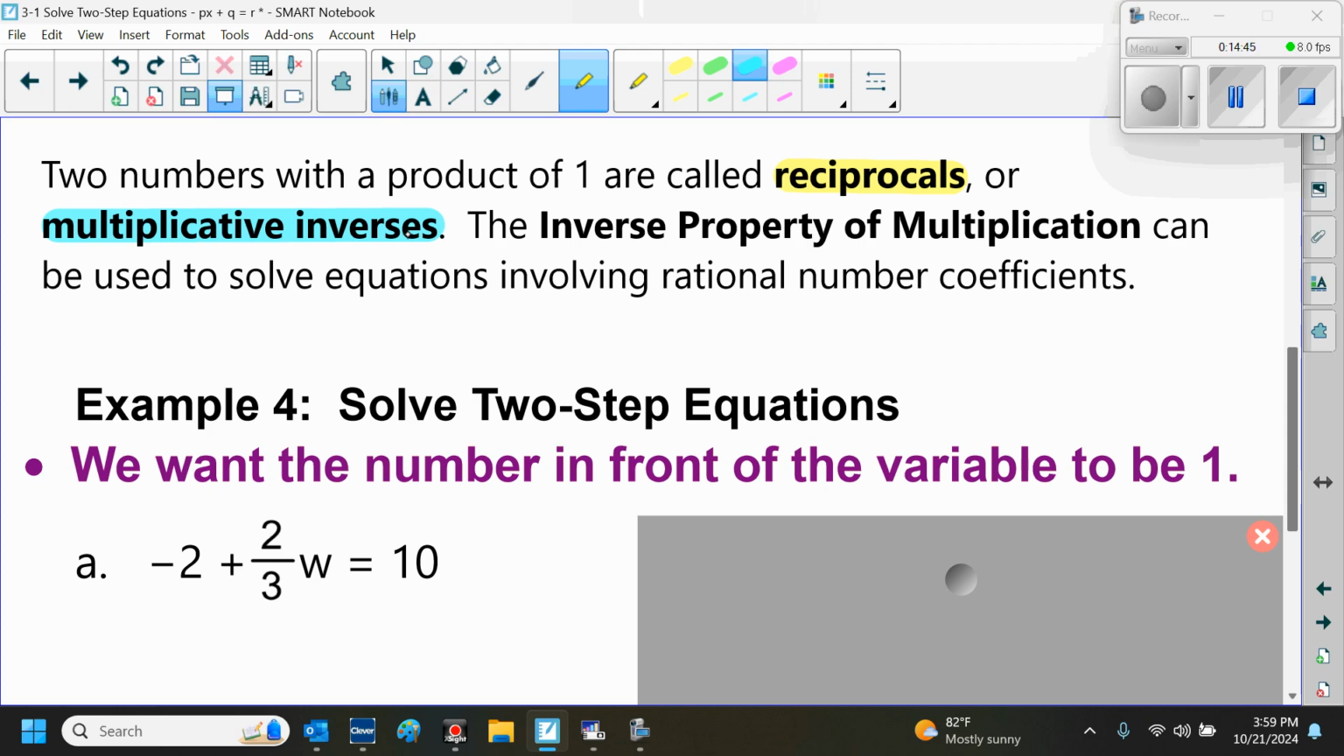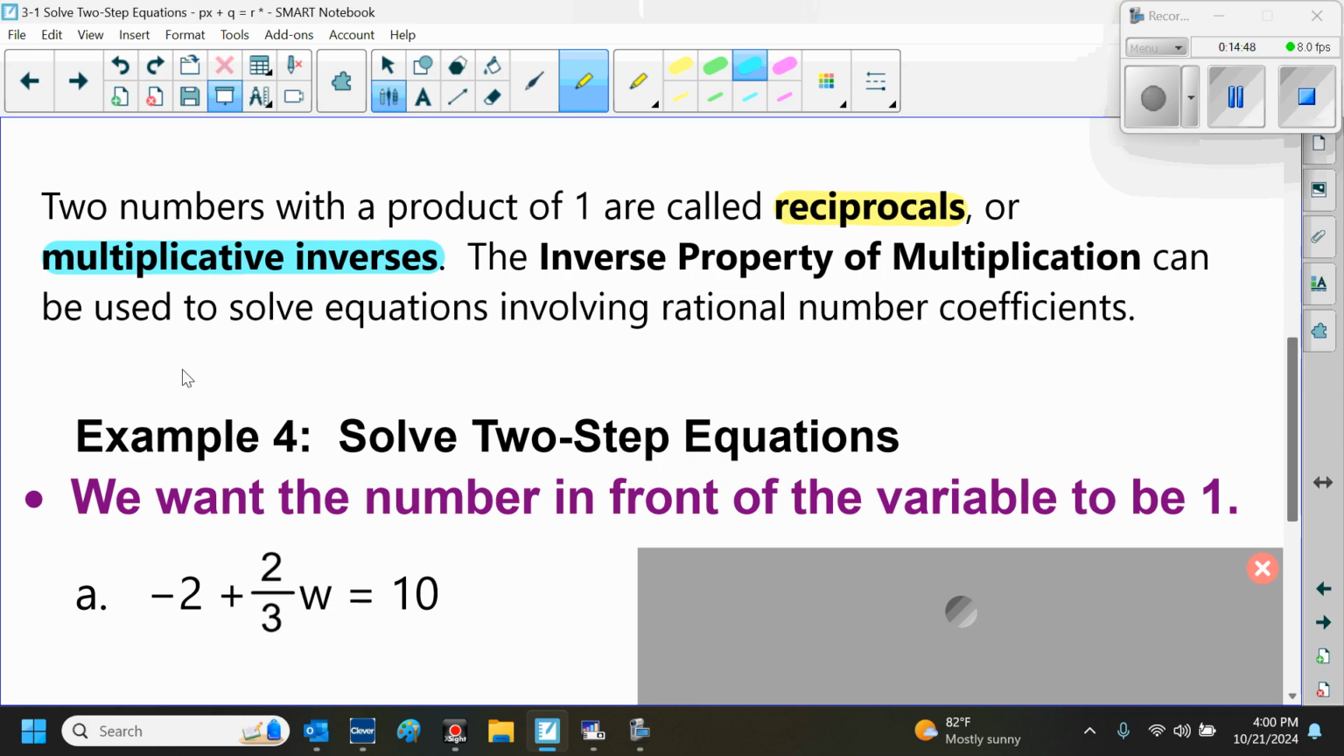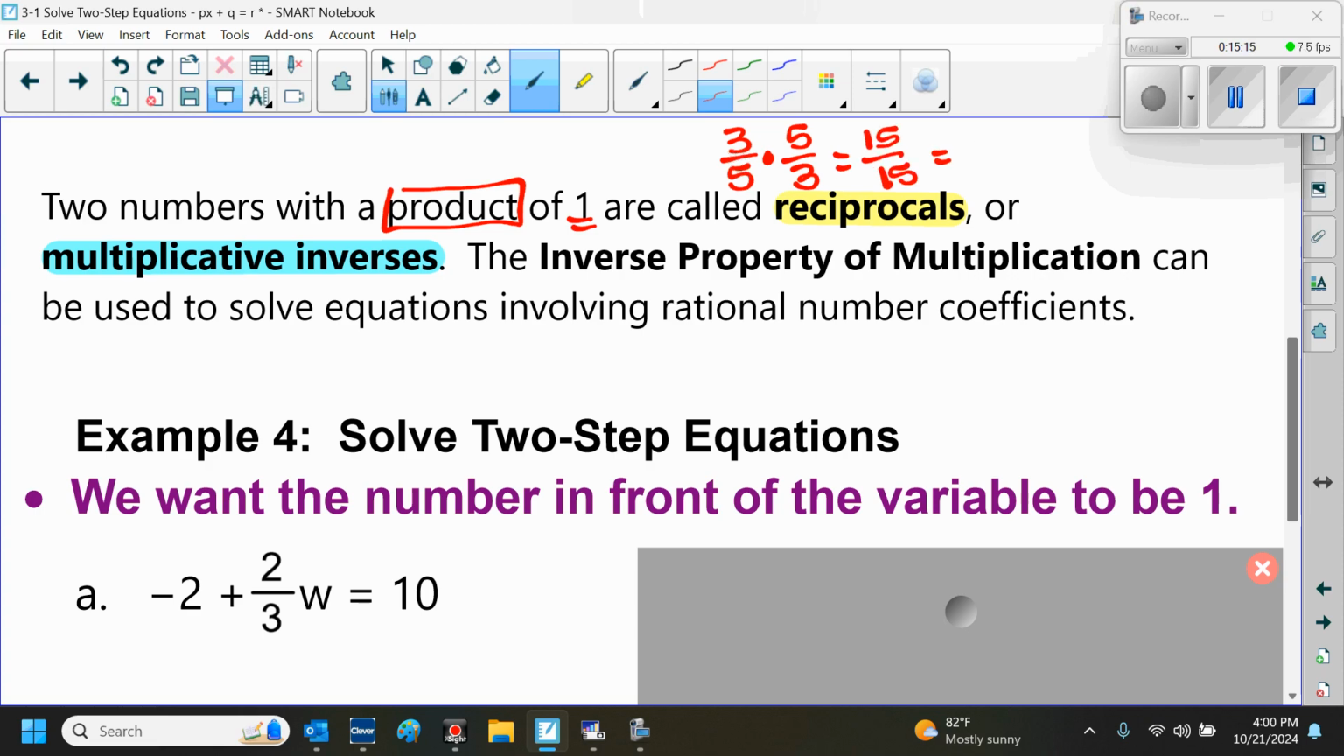Now, when we're looking at reciprocals, for example, let's say 3/5. The reciprocal of that is 5/3, right? It says here if the product is equal to 1, so let's see, product, that means multiply, right? So this is going to be 15 over 15, that's equal to 1. If the product is equal to 1, then those two fractions are reciprocals. Is everybody clear with that?